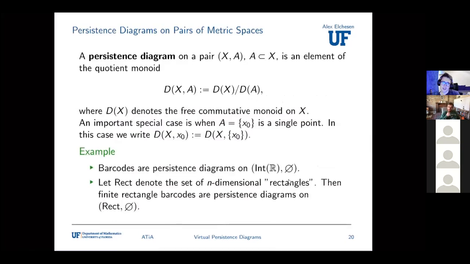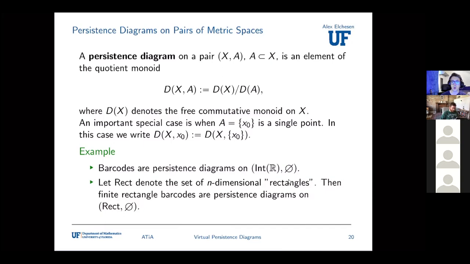So I want to first introduce a different way of thinking about persistence diagrams, sort of algebraically. First off, we're going to generalize our settings. We're not just going to look at persistence diagrams in the plane. We're going to look at persistence diagrams on pairs of metric spaces. So we start with a set X and a subset A.